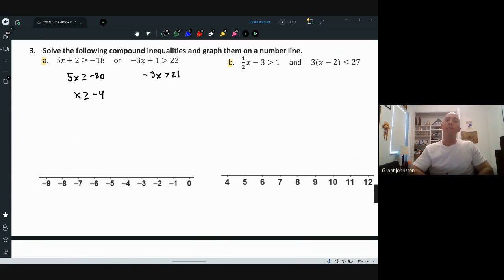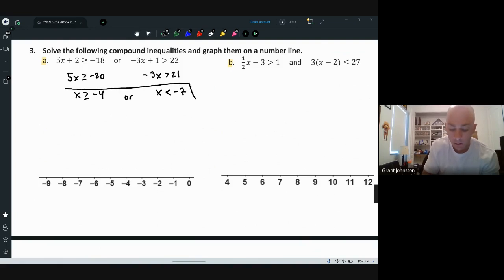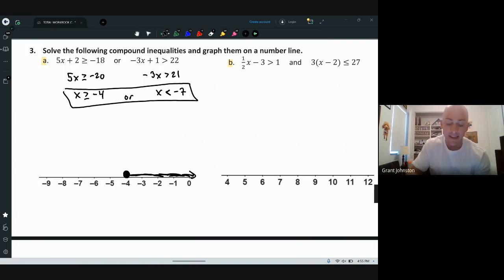Sorry if I'm going too fast. Then divide by -3. And remember, when we divide by a negative, that symbol needs to flip the other way. So it's now going to be this way. 21 divided by -3 is -7. So our solution would be x is greater than or equal to -4 or less than -7. That'd be our solution. Greater than or equal to -4 would be this way to the right. And then less than -7, open circle, would be to the left.